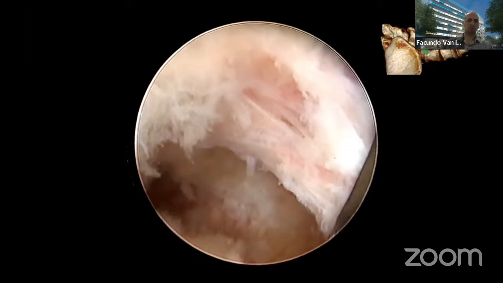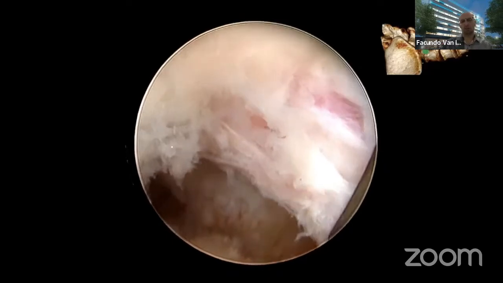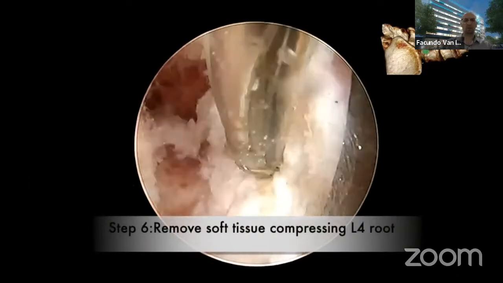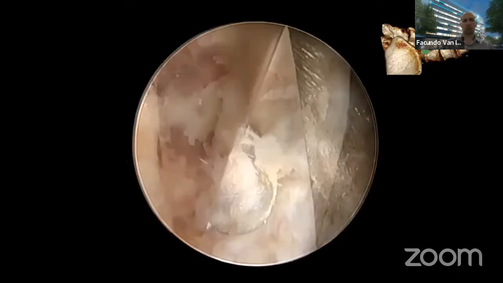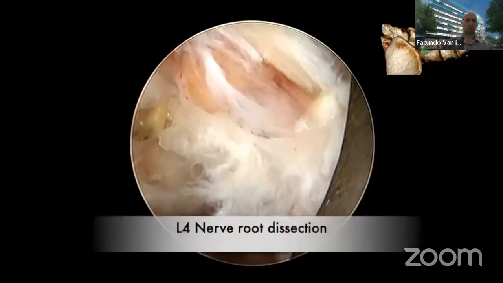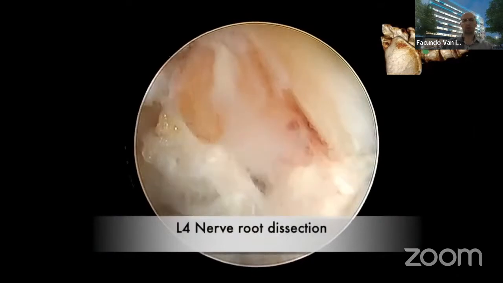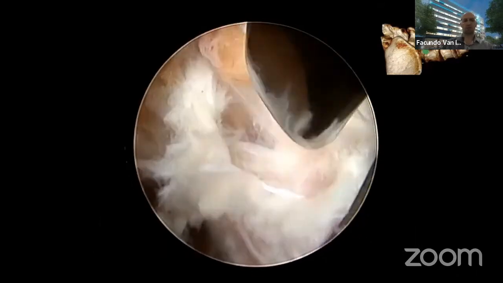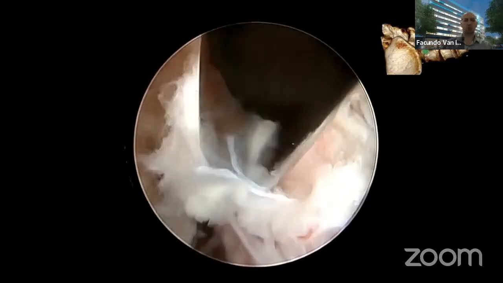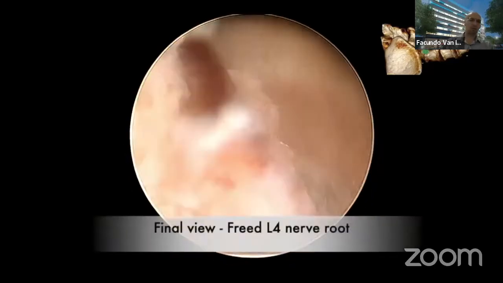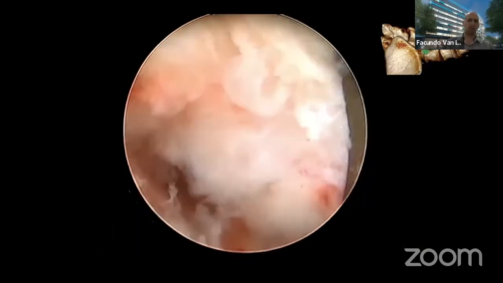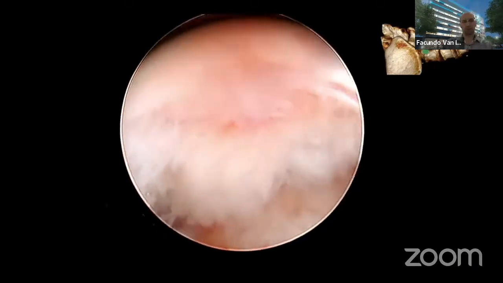We are going to do this with a combination of coagulation and Kerrison punches and Love punches. This is a way to shrink the soft tissue and then remove it with the Kerrison punch. And to finish, we are going to dissect a little of the nerve root to make sure that there's no more soft tissue compression. So here's the final view without osteophytes and without soft tissue compressing the nerve root.